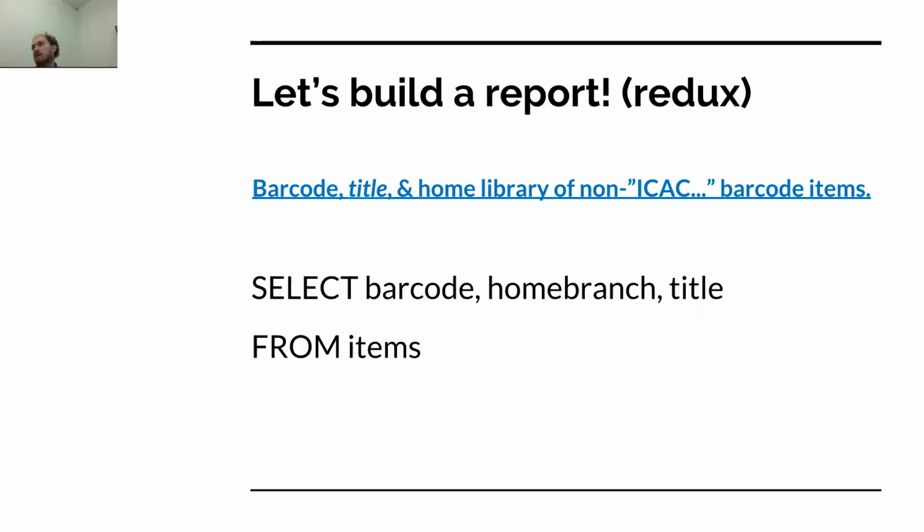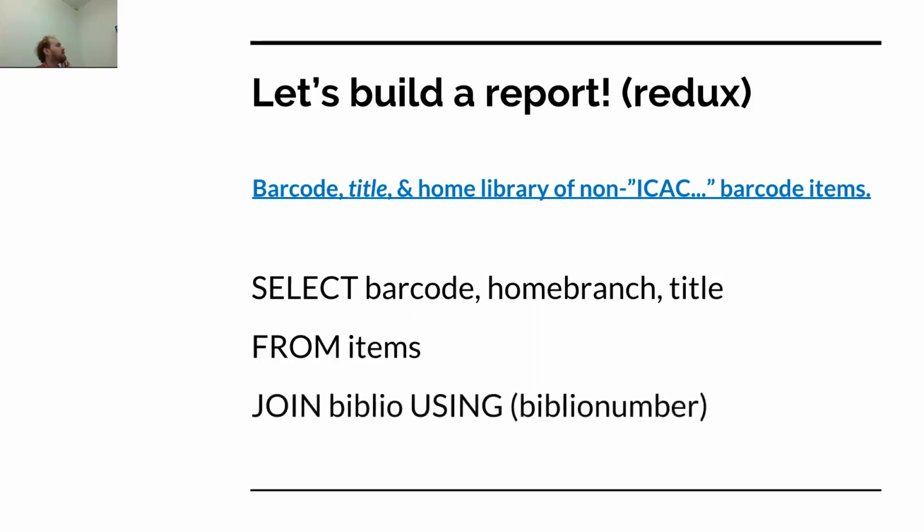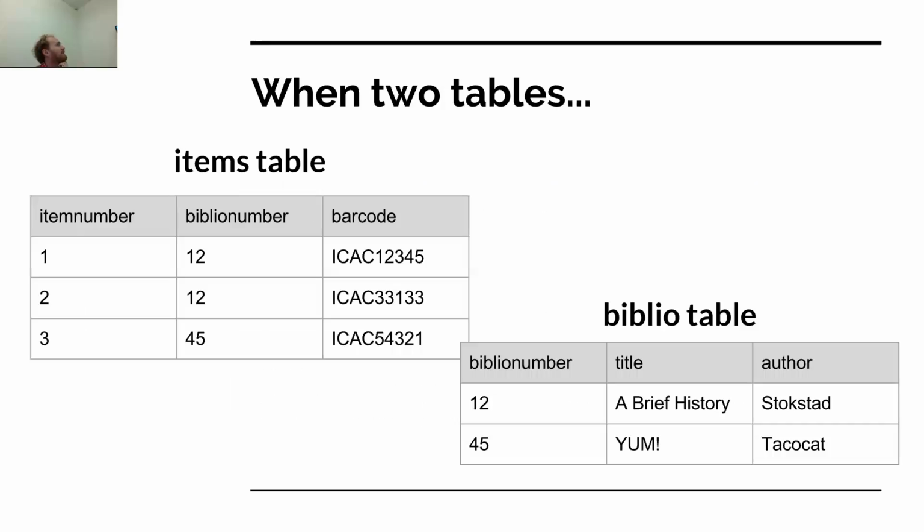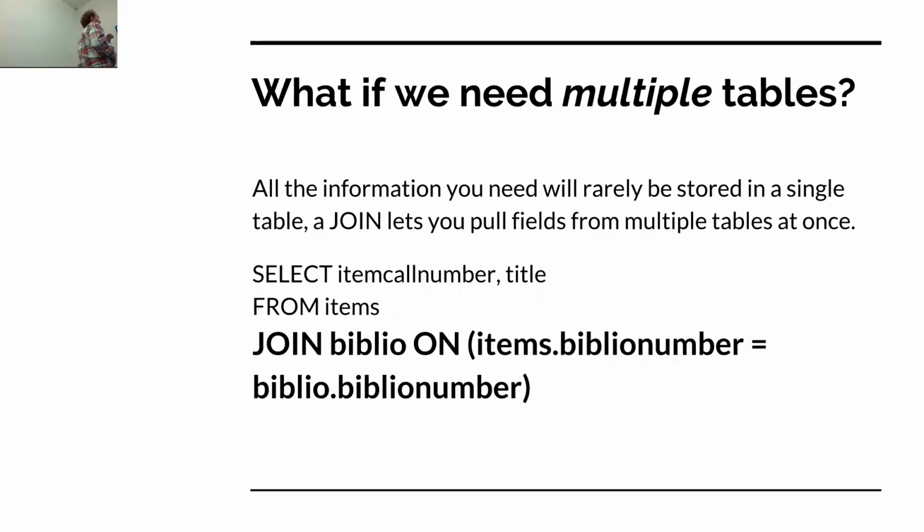This is the tough one: join, right? Biblio, on. Is it biblio.biblionumber equals biblio.item? Parentheses? Pretty close. This is a shorthand syntax that I decided to skip this time because it was a bad idea to teach the shorthand. We're going to back up a little bit. It's going to be this, okay?